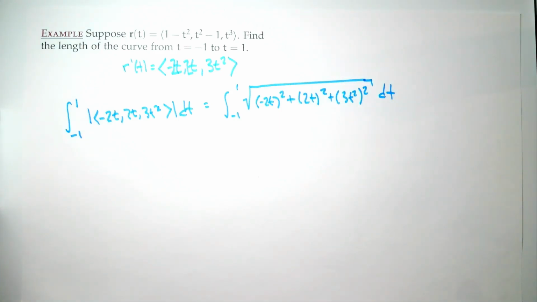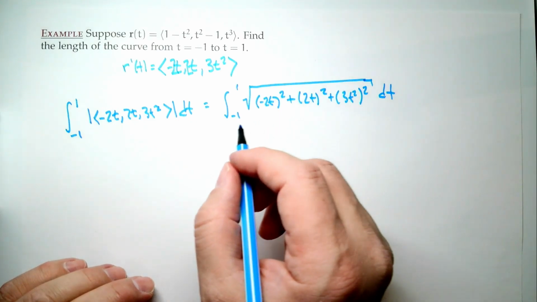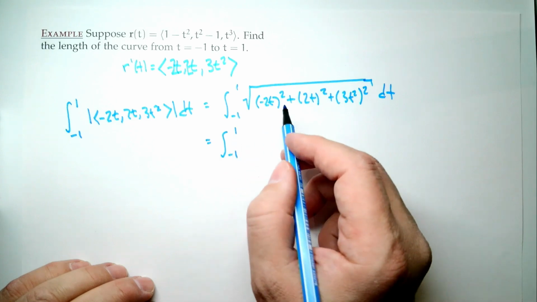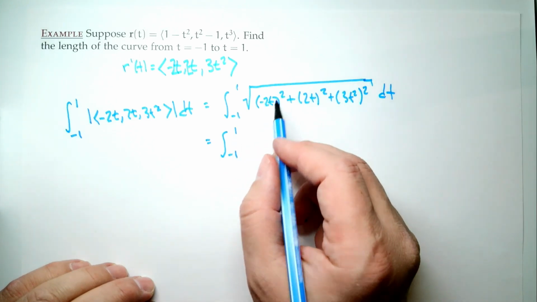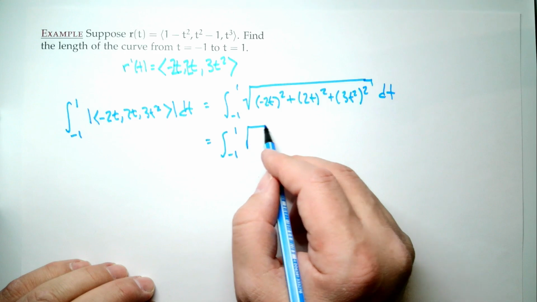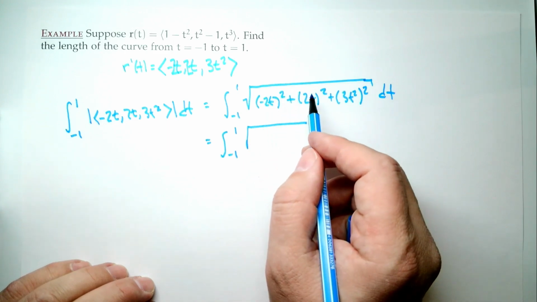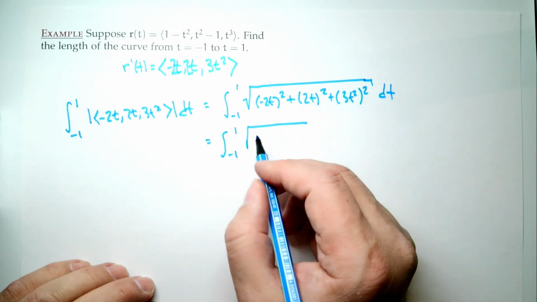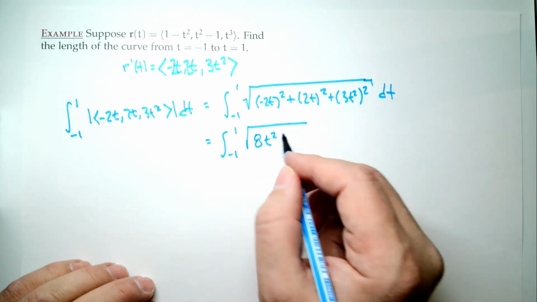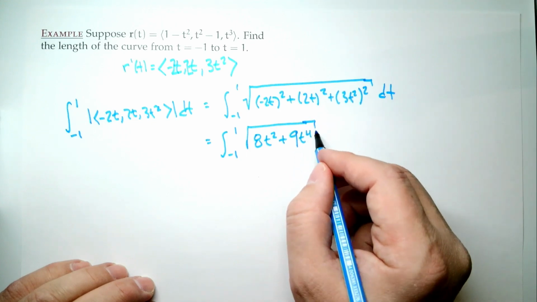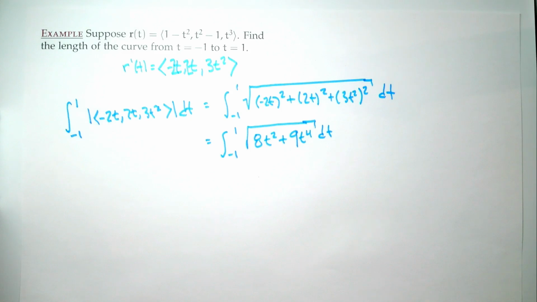Okay, what should we do next? Cancellation. Okay, well, can we cancel anything? You have to be careful because this negative will get squared. So what do I have here? I have 4t squared and 4t squared, so they become 8t squared. And the other term? 9t to the 4th. Okay, what comes next?